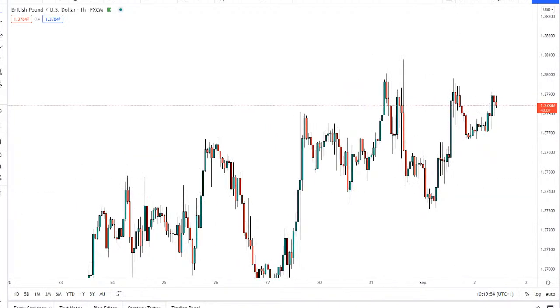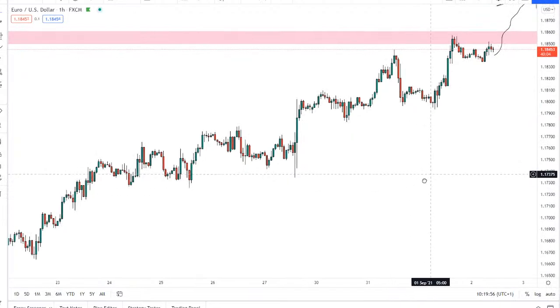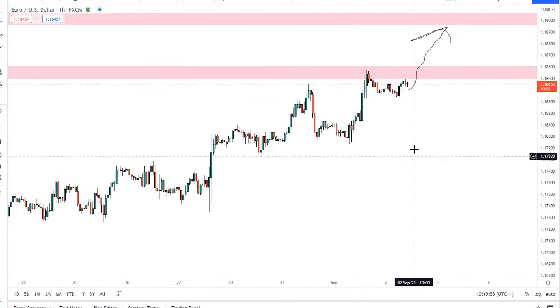Pound USD looks a little bit better than Euro. Euro right now is just very, very strong. So yeah, I probably need a little bit more there from Euro to actually get into some shorts.